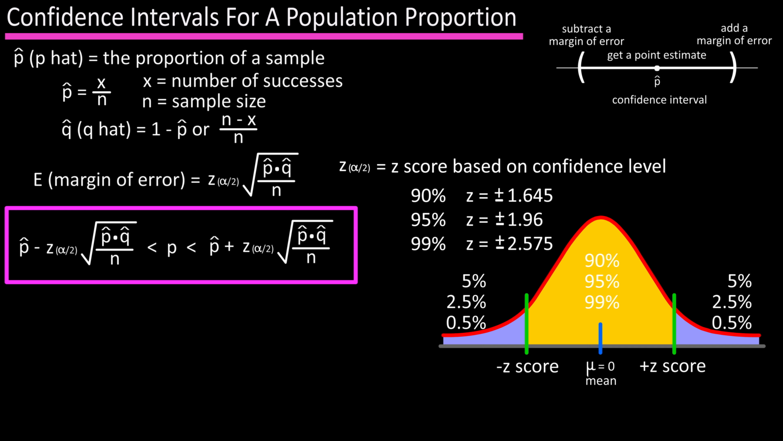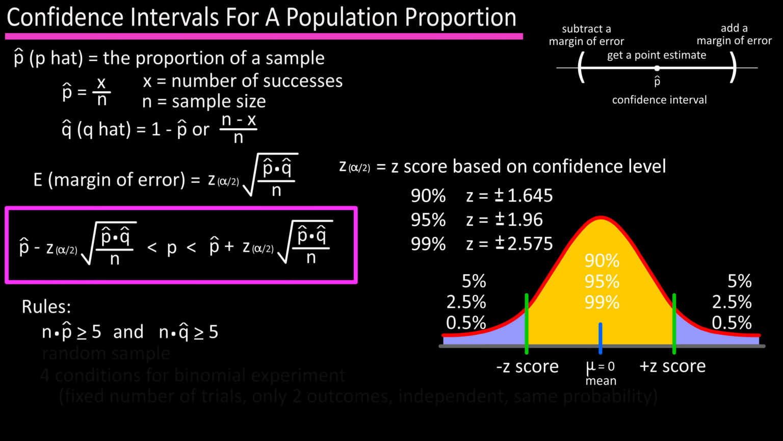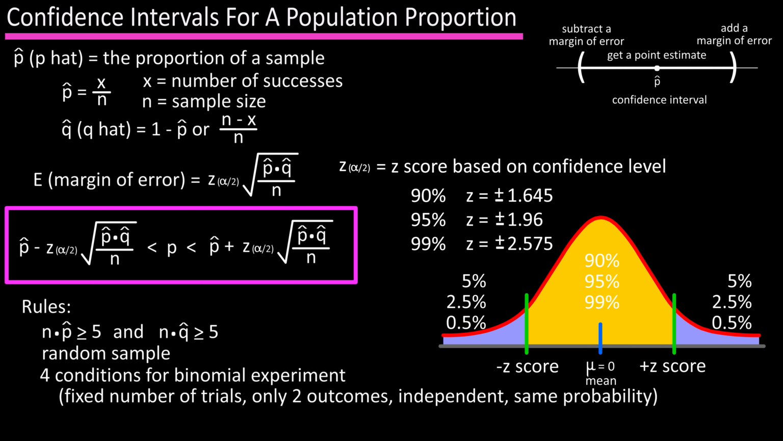And confidence intervals for proportions must meet the following criteria. n times p hat must be greater than or equal to 5, and n times q hat must also be greater than or equal to 5. Also, the sample must be a random sample, and the 4 conditions for a binomial experiment must be met. Real quick, a fixed number of trials, only 2 outcomes, must be independent, and the same probability for each trial.